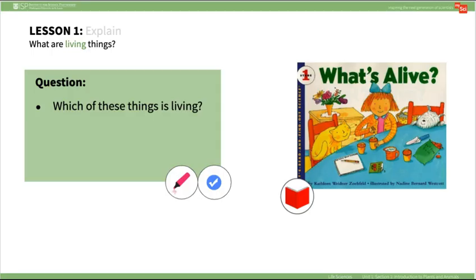After the read-aloud, return to the card sort and allow students the opportunity to make changes to the way they previously sorted the cards. Encourage students to use evidence such as examples from the book to support their claim of whether or not the items on the card show living or non-living things.